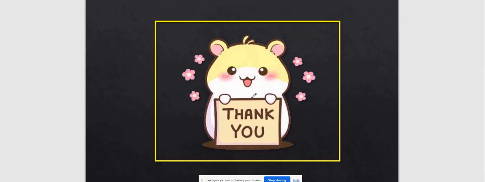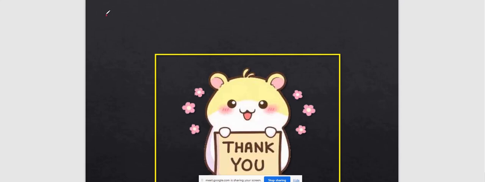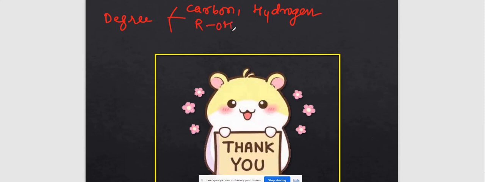Ma'am, we started with basics of GOC, and then we talked about the degree concept. We discussed it for carbon atom, for hydrogen atom, and later we discussed it for alcohol group and amine group. And later we discussed degree of unsaturation. Here we discussed two definitions.